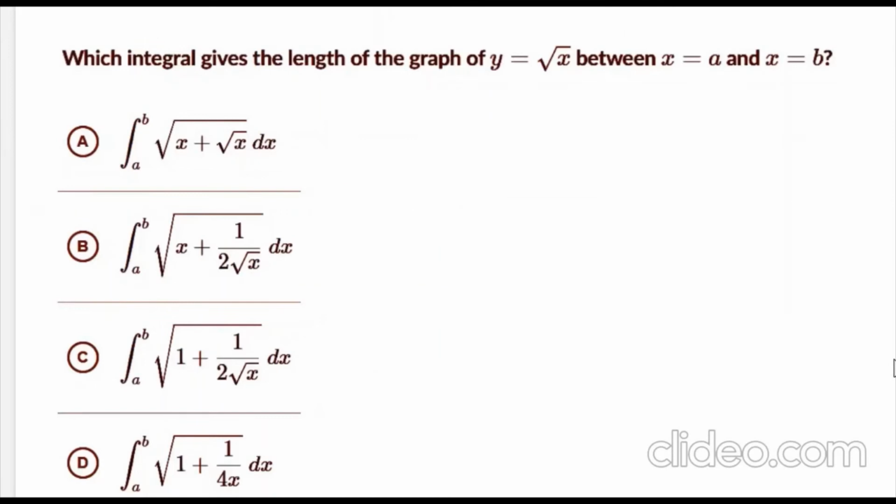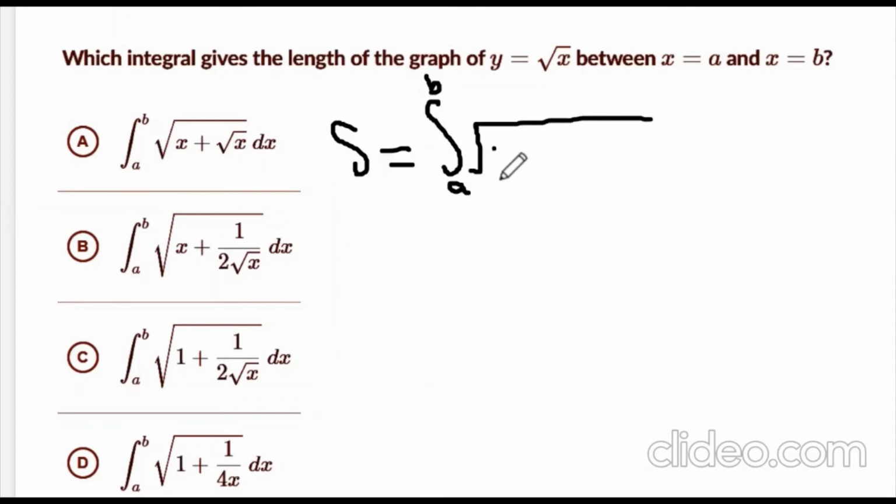Which integral gives the length of the graph y equals square root of x between x equals a and x equals b? So the arc length formula. The arc length equals the definite integral from a to b of the square root of 1 plus dy over dx squared, which is the derivative, dx.